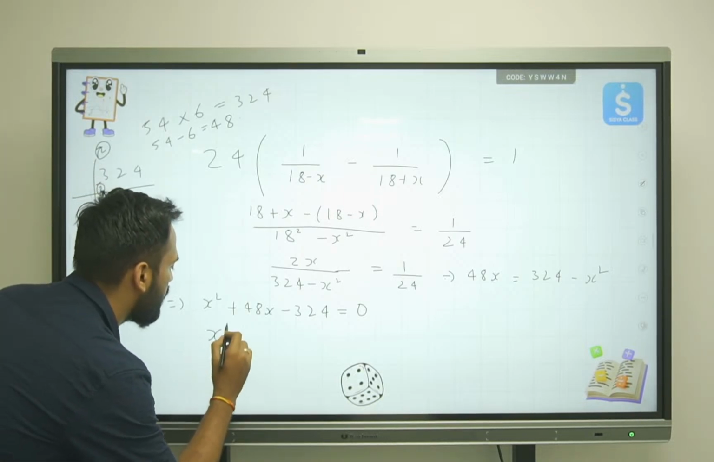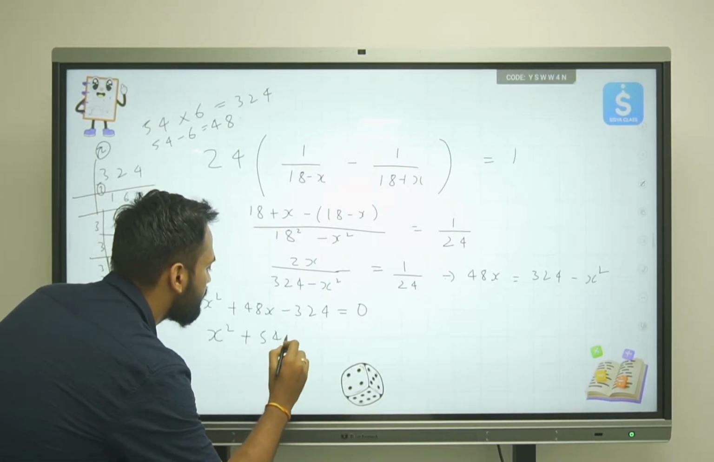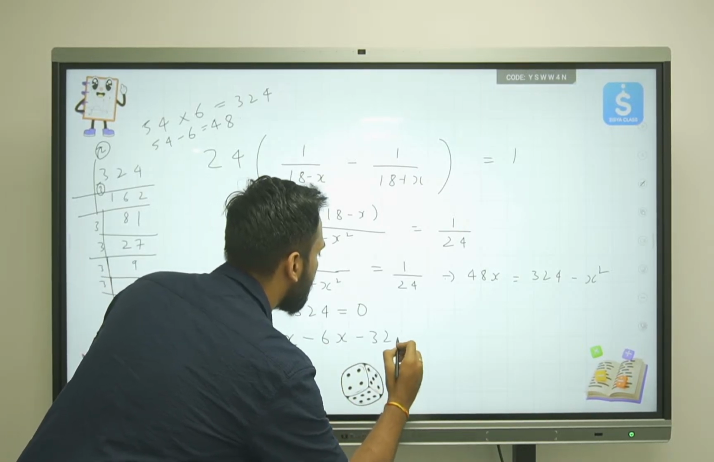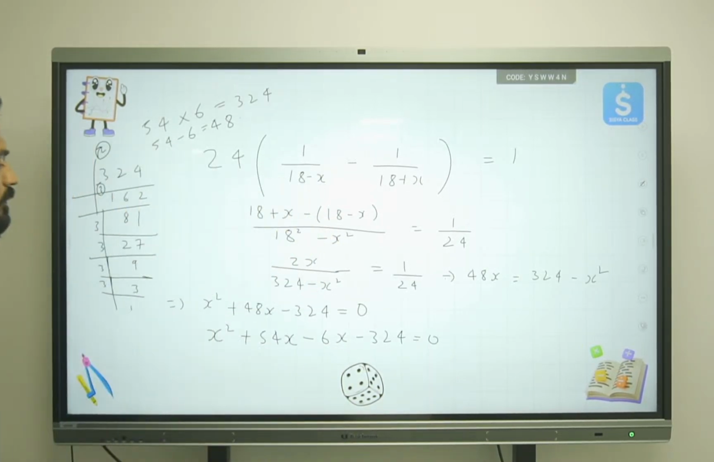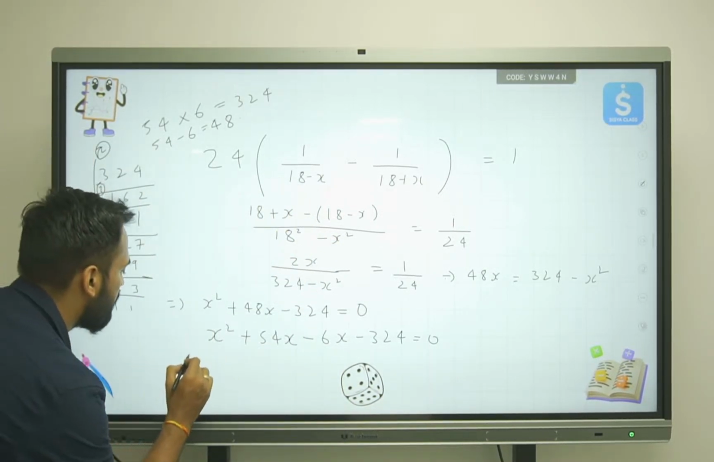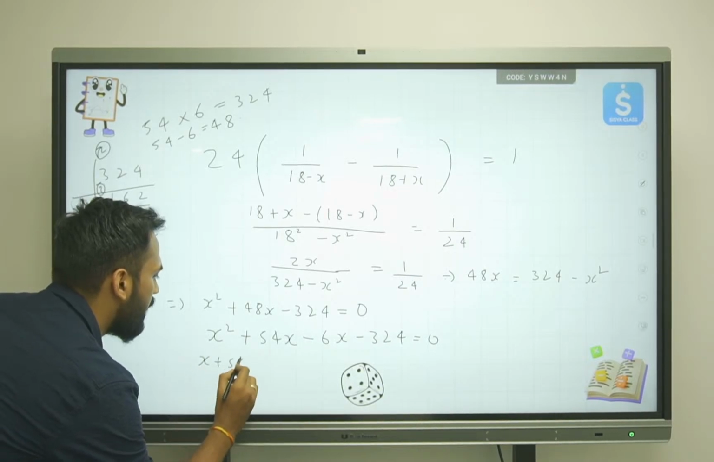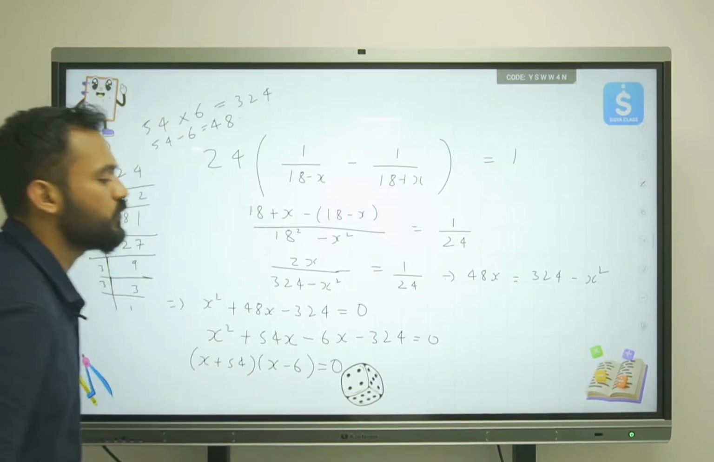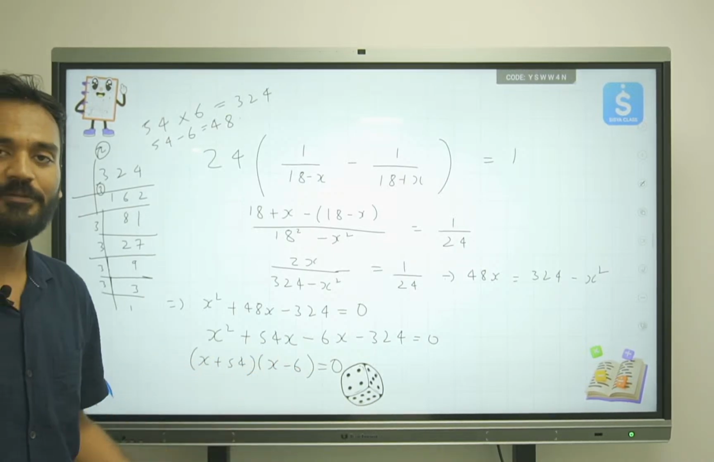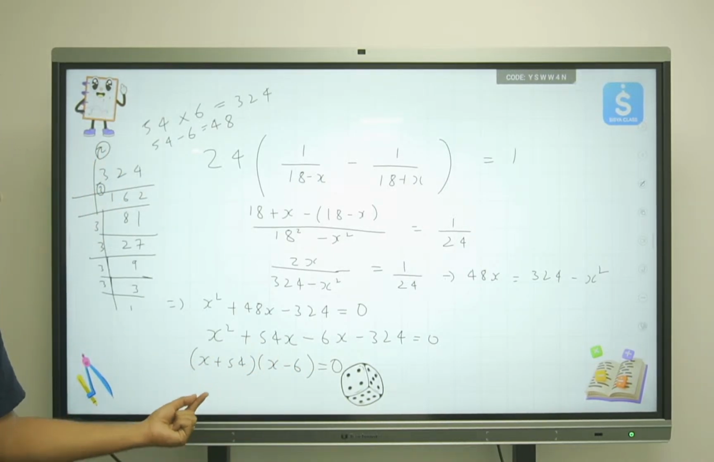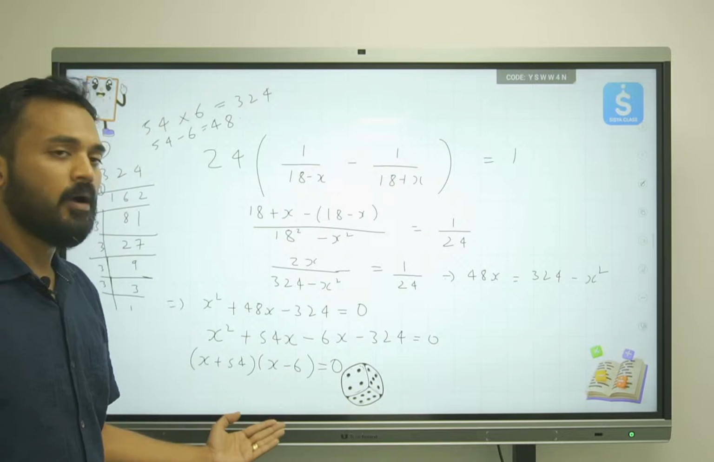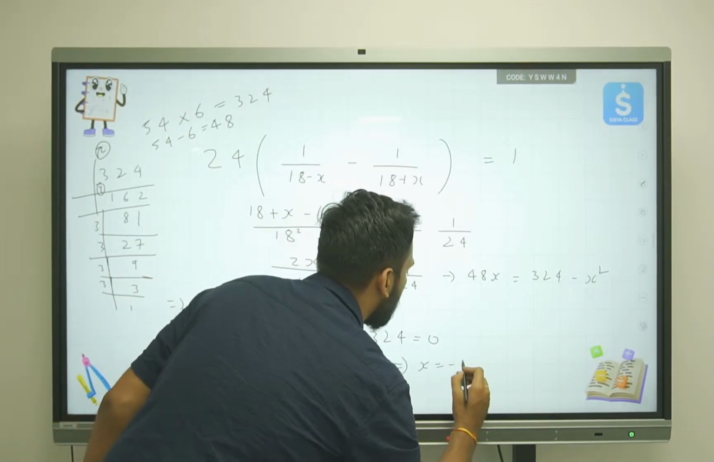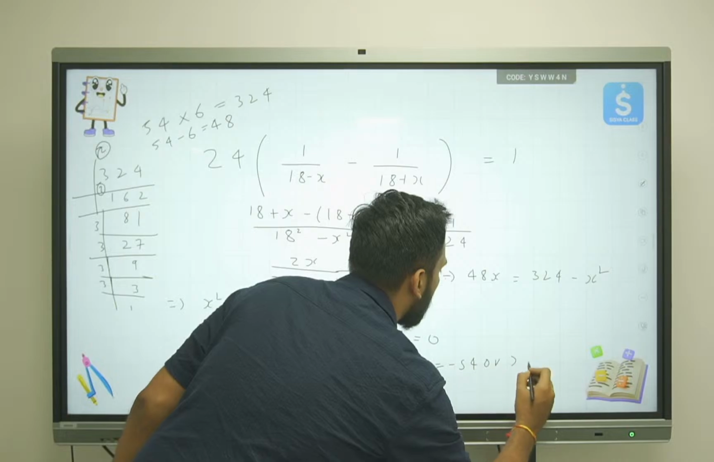Let's write that over here: x square plus 54x minus 6x minus 324 is equal to 0. Taking x common, x plus 54, x minus 6 is equal to 0. This is what we will get when we simplify this. Now from the zero product rule, we will get x equals minus 54 or x equals 6.